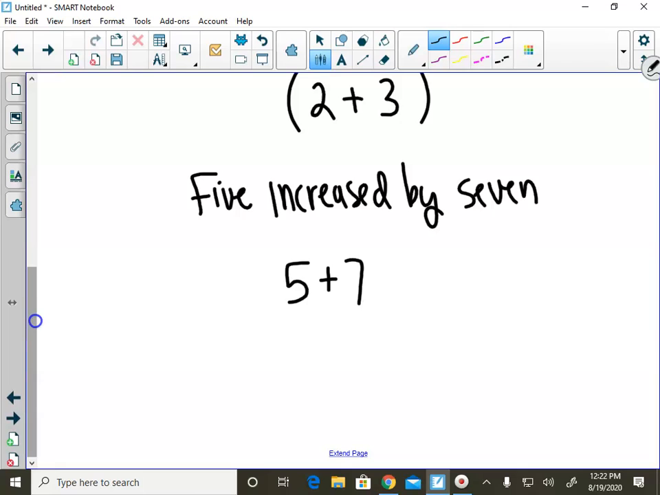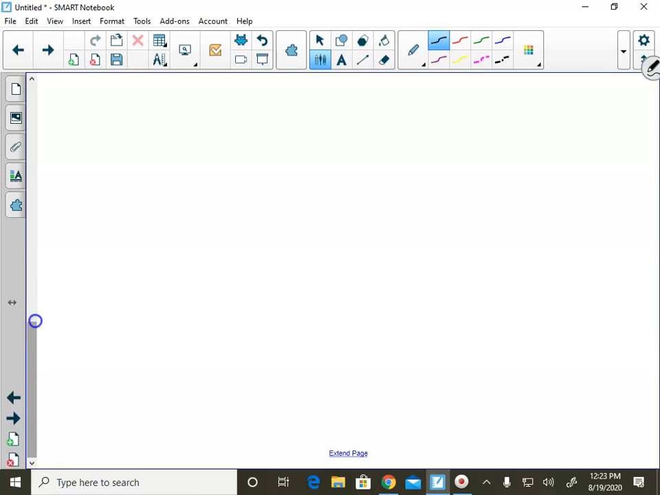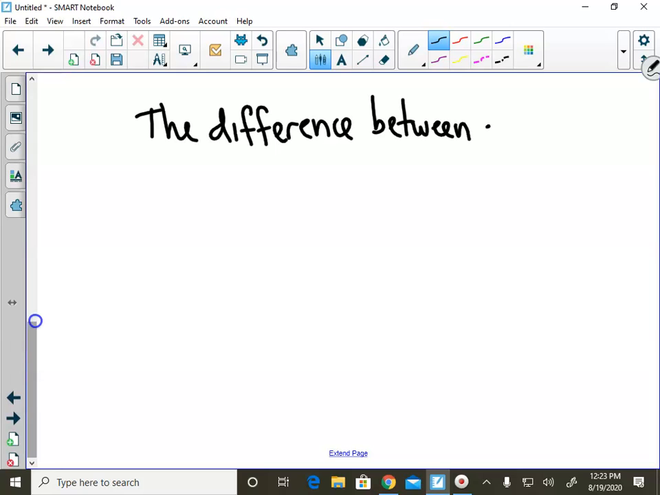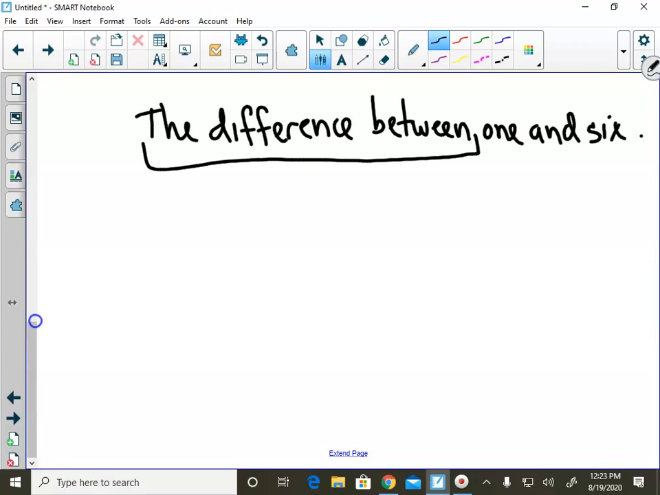All right, let's mix in some of the other words that we've had. So we could say the difference between 1 and 6. The difference between, what does that tell us? Right, that's going to have parentheses around our subtraction. And what are the two things that we're subtracting? Well, 1 and 6. Just like that.